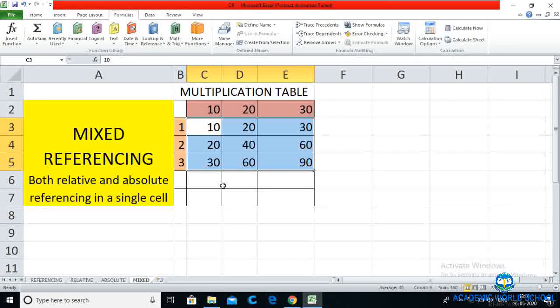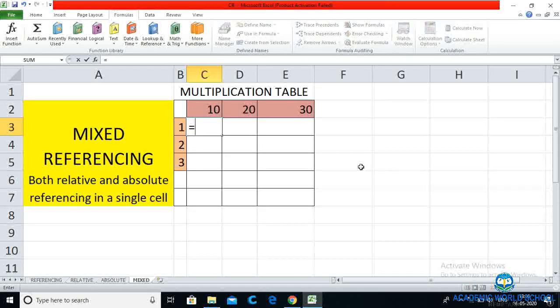So how will we get this answer? It's a bit tricky. One more time I'm telling you students, pay attention now. Okay, over here, equal to. Now this 10 is common here, because 10 multiplied by 1 is 10, multiplied by 2 is 20, by 3 is 30. So 10 is common in these three cells. So what we need to do is fix 10. Okay, agree? We need to fix 10 then.